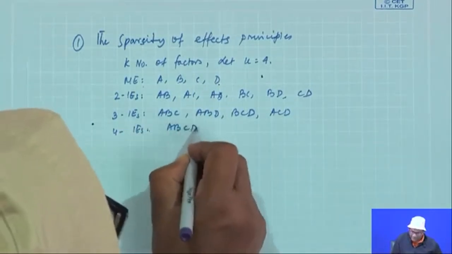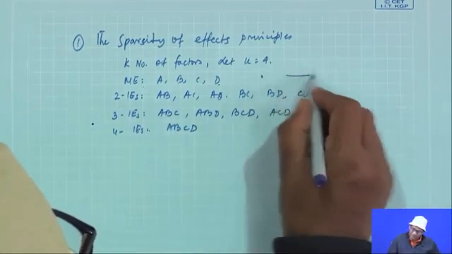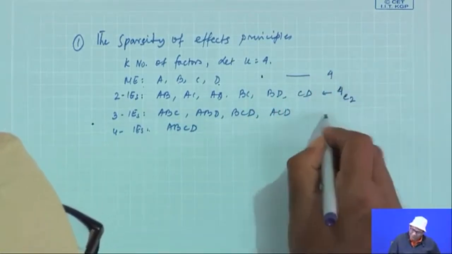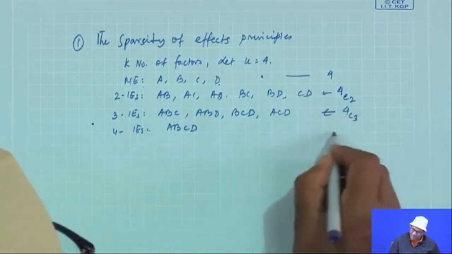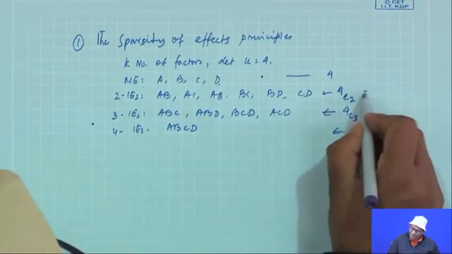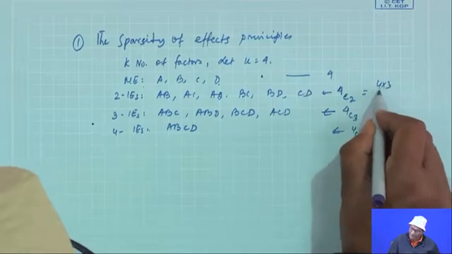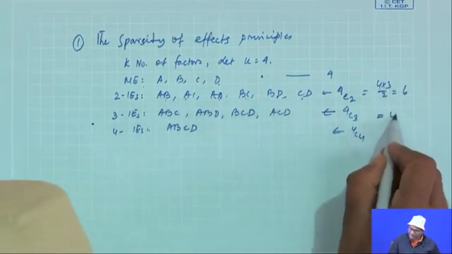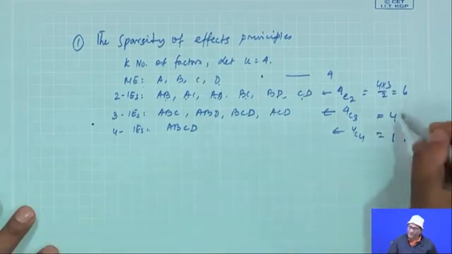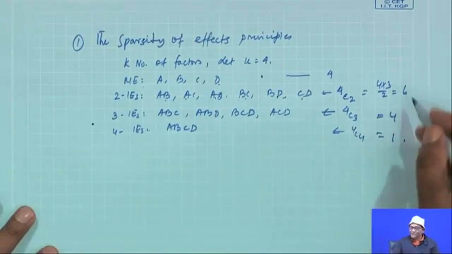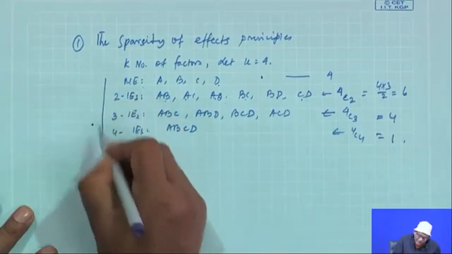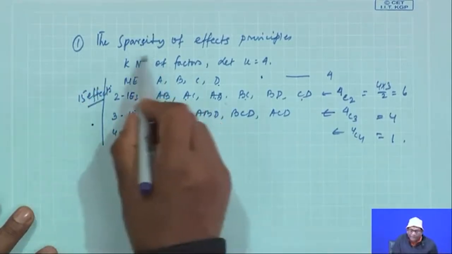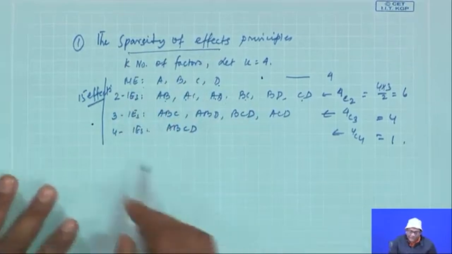ABCD. So, we know for k equal to 4, this will be 4C2, this is 4C3, this is 4C4. 4C2 means 4 into 3 by 2, which is 6; 4C3 will be 4 and 4C4 will be 1. So 6 plus 4 plus 1 is 11, plus the 4 main effects makes 15 effects. So, with the sparsity of effects, there are 15 effects.